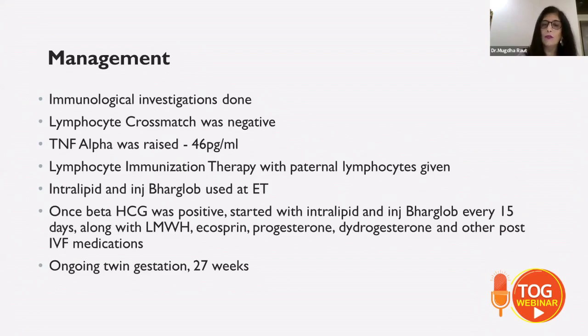So she could not travel from Borivali all the way to come here. So we gave her intralipid till 16 weeks and Varglobe every 15 days along with low molecular weight heparin, ecosprin, progesterone as advised by the IVF center, and dydrogesterone and other medicines. And currently she has an ongoing twin pregnancy of 27 weeks, both twins doing well, mother doing well.